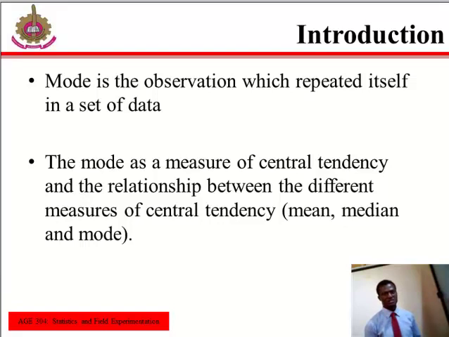In this study section, you'll be introduced to the mode as a measure of central tendency and the relationship between the different measures of central tendency, that is the mean, median, and the mode. Understanding the whole of this study session is very important because it is highly applicable in any statistical analysis, particularly in descriptive statistics.